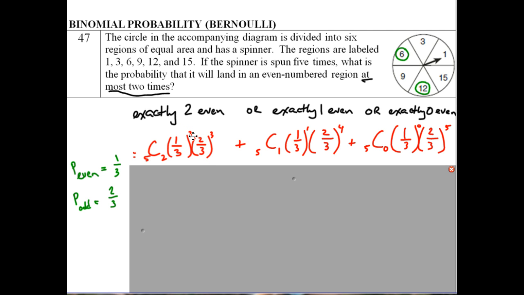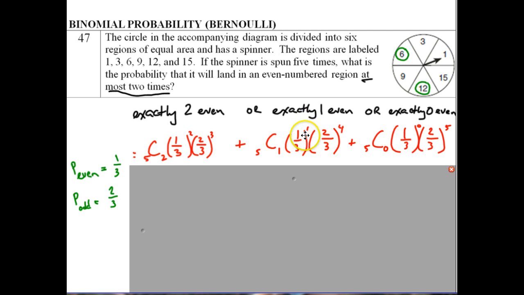The exponents correspond to the number of evens. So I want 2 evens. That must mean there are 3 left over to be odd. In the next calculation, it's a 5c1. Still 5 spins, but I want one of them to be even.